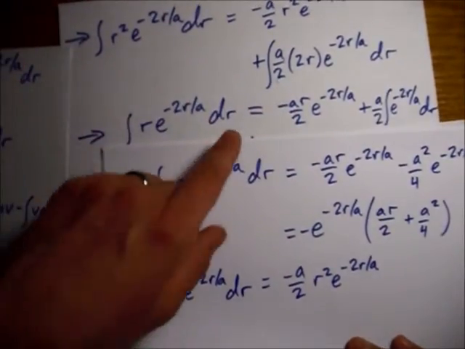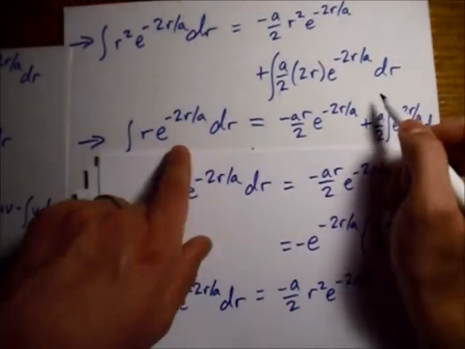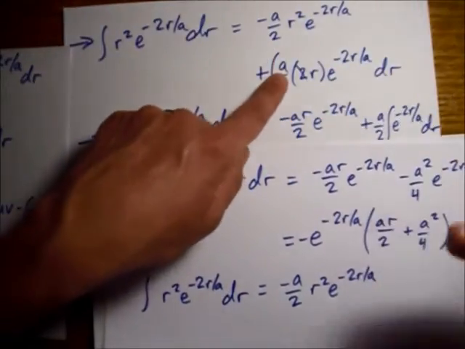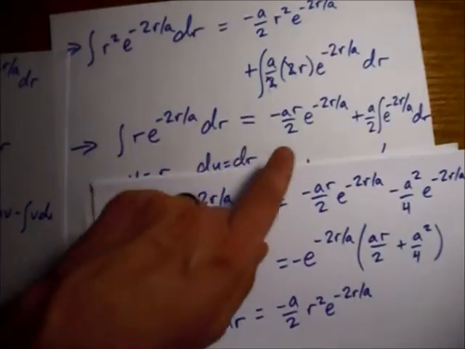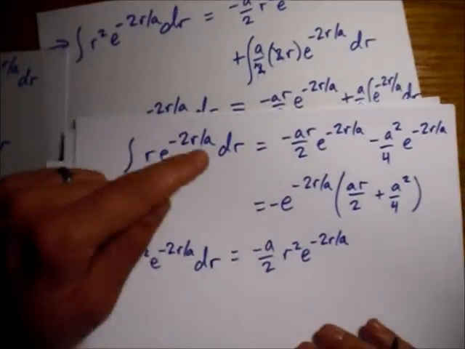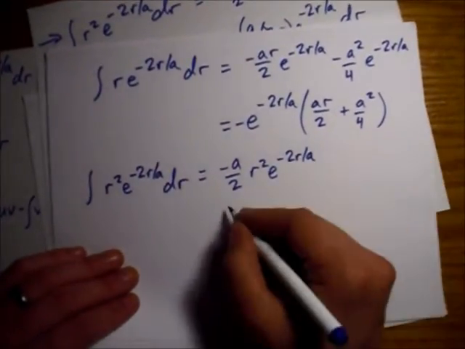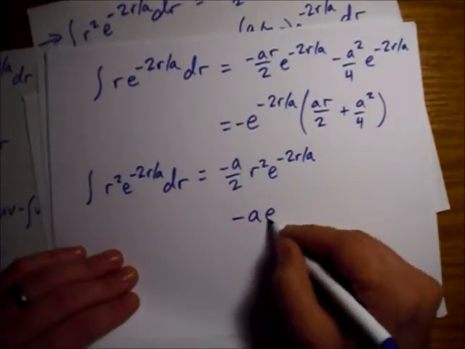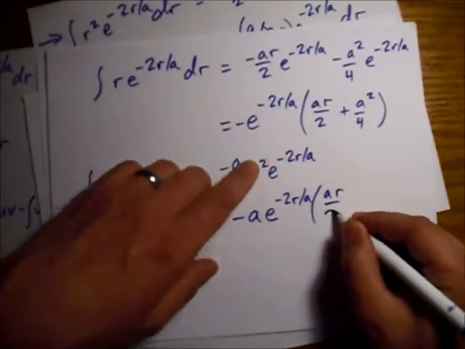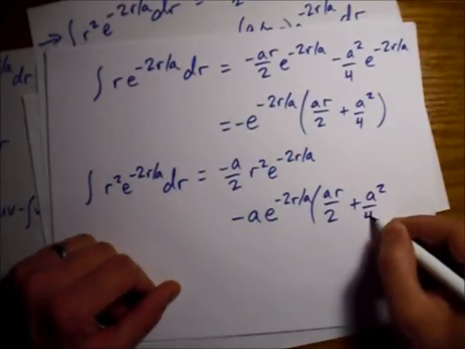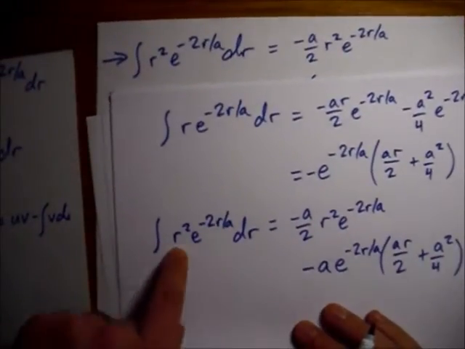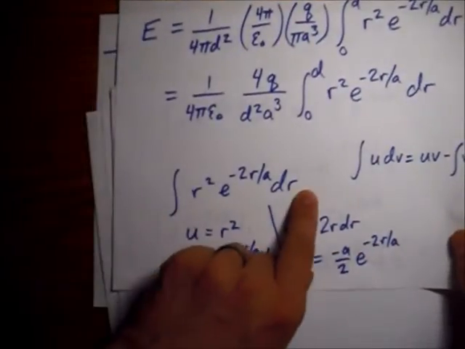Now what did we have here? It was just this integral, except remember these 2's canceled. It was just multiplied by an a. So that integral is right here, and the answer is right here. So we just have to add this on, but multiply it by an a. Let's write that down here. Minus a e to the minus 2r over a, and then this ar over 2 plus a squared over 4, like so.